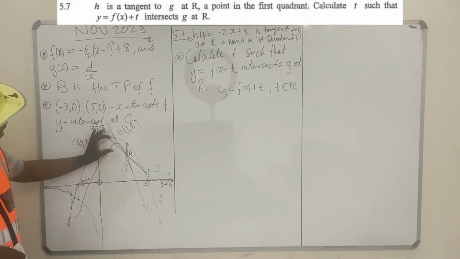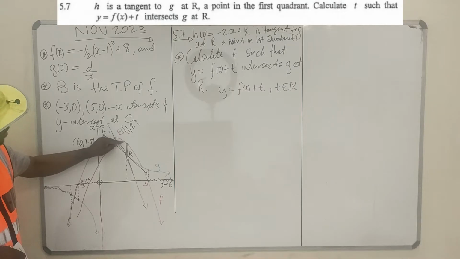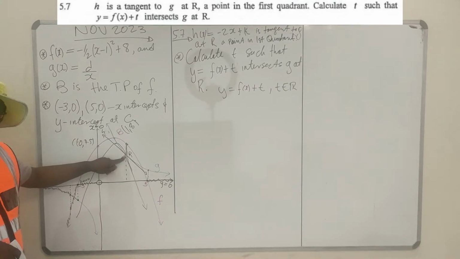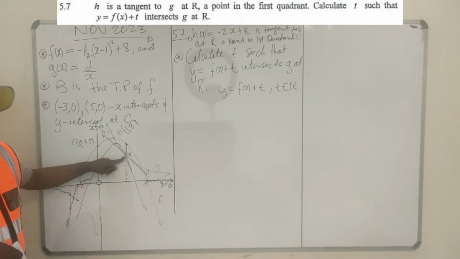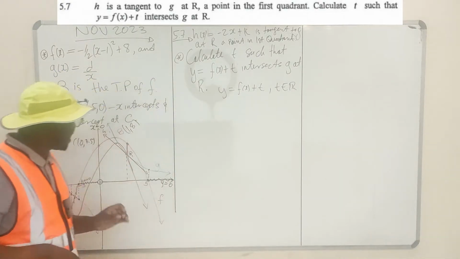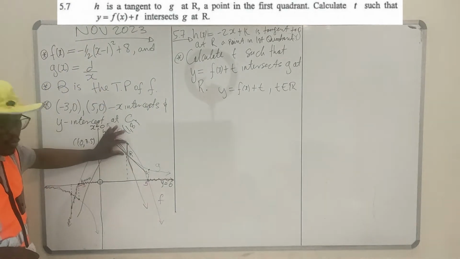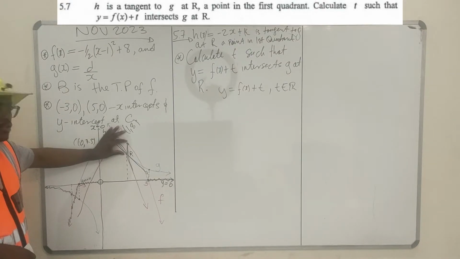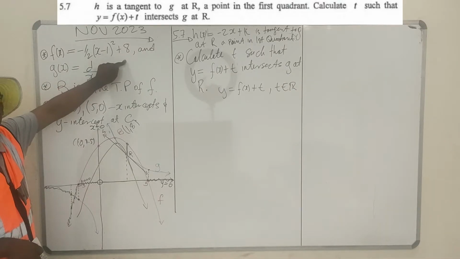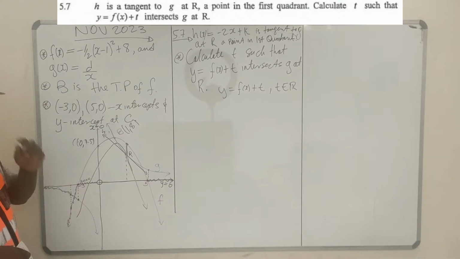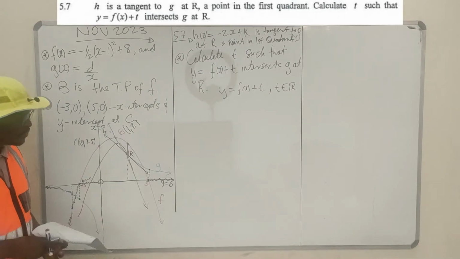It's like they're asking how many units should they drag G down so that it crosses there, the point at R. That's what they're asking you. So they're asking what is the distance between these two? Because whatever that distance is, you will add the negative of it to f so that it goes down. That's what they're asking. So how do we do this?